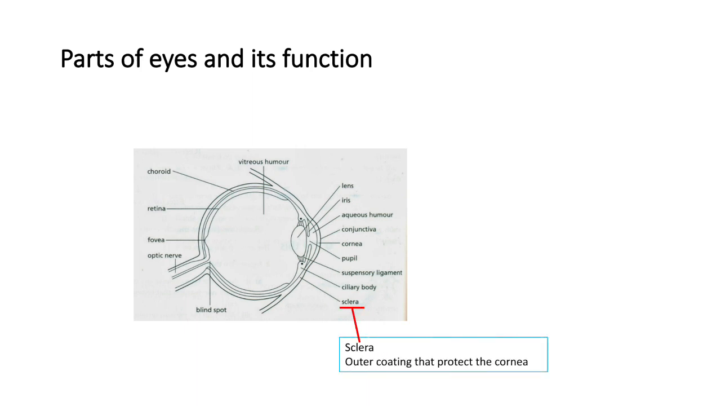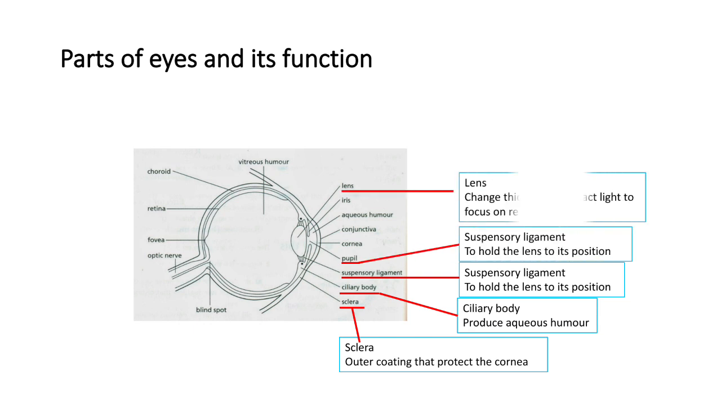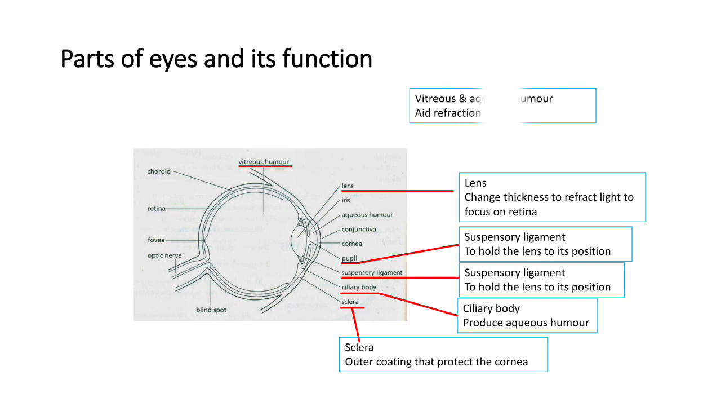First, sclera: outer coating that protects the cornea. Ciliary body: produces aqueous humor. Suspensory ligament: holds the lens in its position. Lens: changes thickness to refract light to focus on the retina. Vitreous and aqueous humor: aid refraction of light.